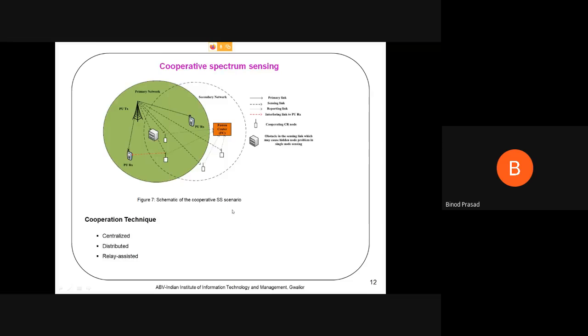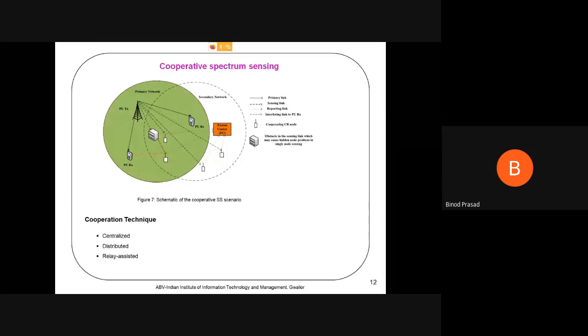So if all the CR users cooperate with each other, it will improve the performance of this CR, meaning it can more effectively utilize the given band. There are different approaches for how one can cooperate. One approach is centralized, where all the CRs sense the band. After sensing, they send that sensing information to the fusion center. All the users send their information, and then this fusion center decides which band has to be allocated. So it controls in a centralized manner.